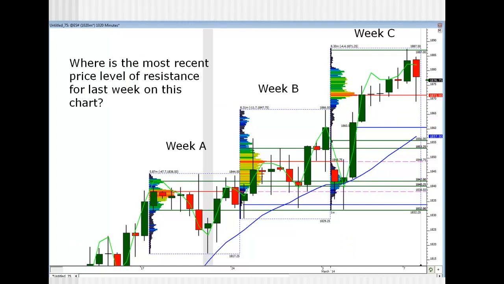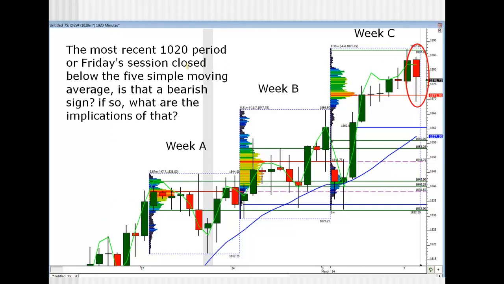All right. Now, where is the most recent price level of resistance for last week on this chart? The most recent was right here. We had some selling, and take a look at the after effect of that selling. Prices continued back down lower, and they came right to the volume point of control, found support, came back up. So here's our latest level of support, and there's our most recent level of resistance.